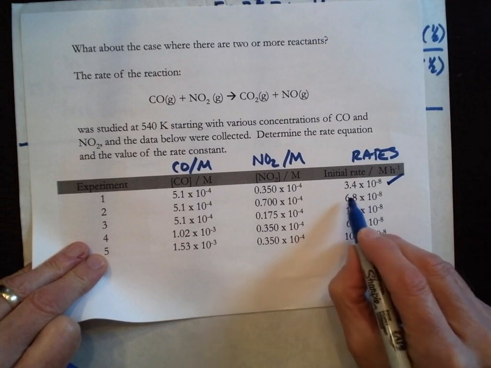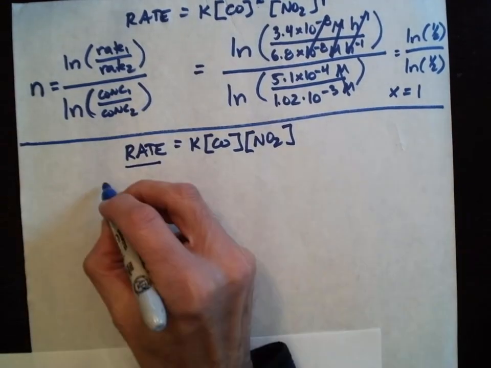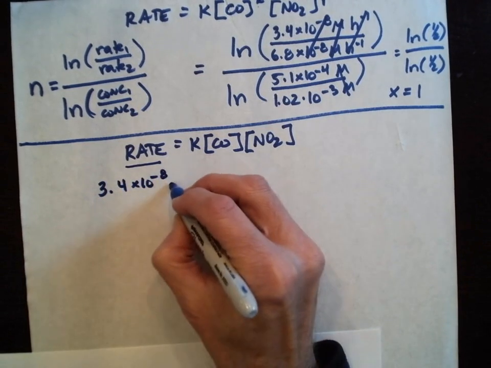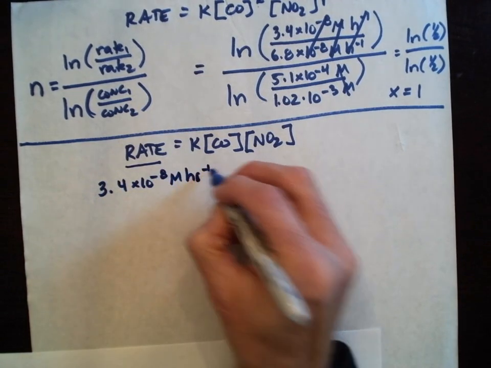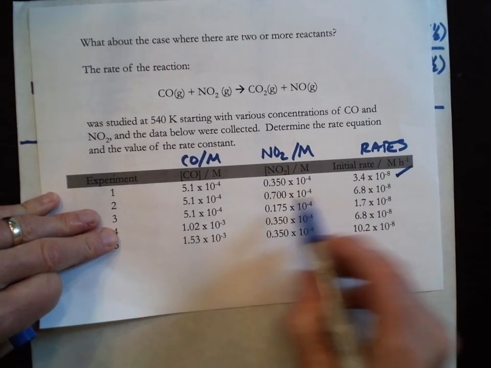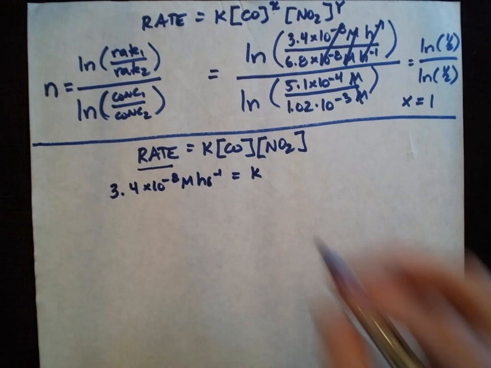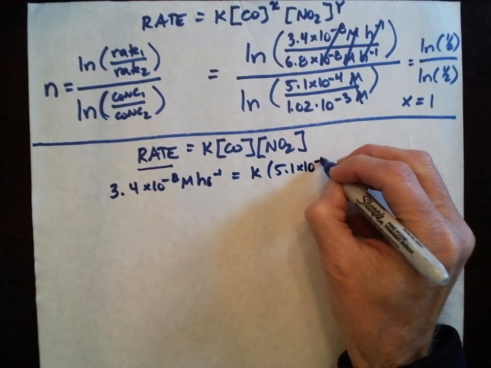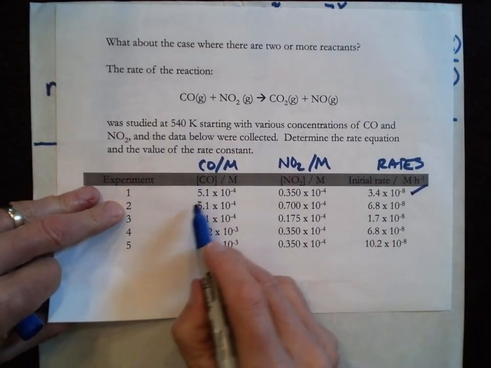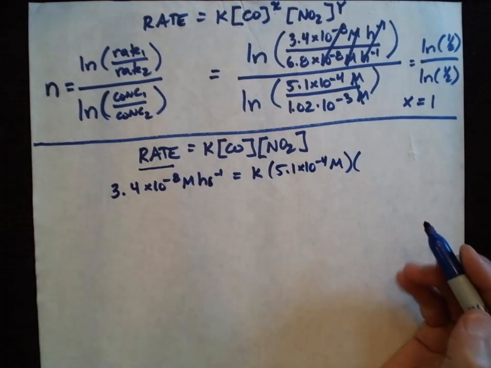So for experiment 1, we'll notice that the rate is 3.4 times 10 to the negative 8 molar per hour. So I'm going to plop that in here. 3.4 times 10 to the negative 8 molar per hour. That's equal to k, and we want to know what k is, times the corresponding concentration of carbon monoxide, which is 5.1 times 10 to the negative 4. That'll be units of molar. And then we'll plug in the corresponding value of nitrogen dioxide. Again, we're using all experiment 1 here. 0.35 times 10 to the negative 4 molar.